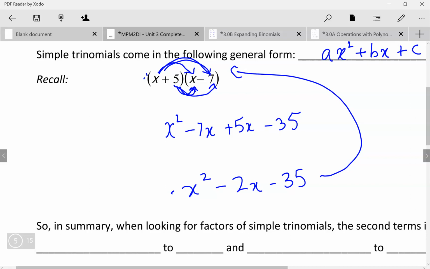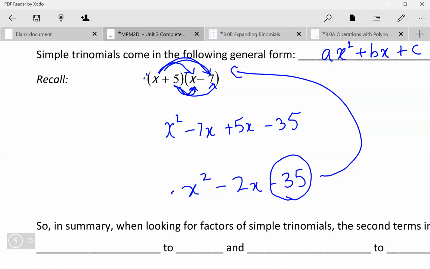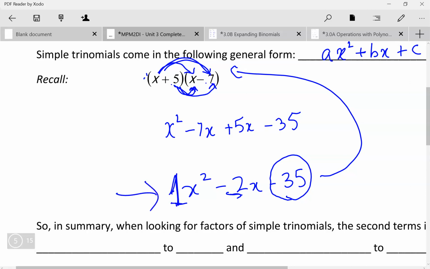Let's look here. It's easy to see where the negative 35 part came from, right? I got the negative 35 because I did 5 times negative 7. That's fairly intuitive to see there. And how did I get the negative 2? I did negative 7 plus 5, right? This x squared term will always be 1, because that is our definition of a simple trinomial. We're only working with coefficients of 1 in front of the x squared.